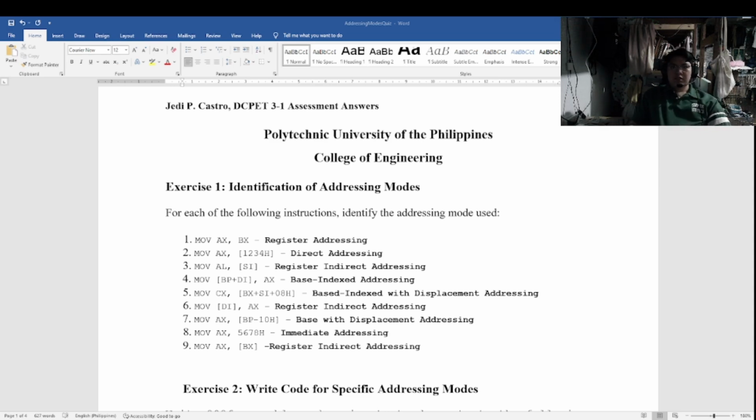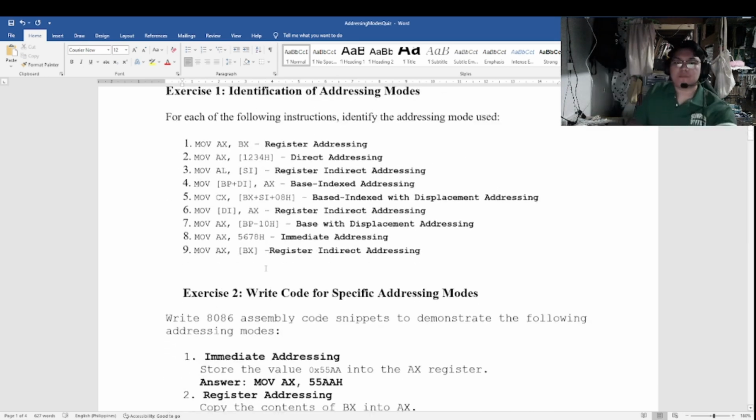For exercise 1, identification of addressing mode. For number 1, my answer is register addressing. This is because the data is moved directly between two registers, from BX to AX, so there is no memory access involved. Number 2, direct addressing. The explanation is that the value at the memory location 1234H is directly moved into the AX. So the address 1234H is fixed in this instruction.